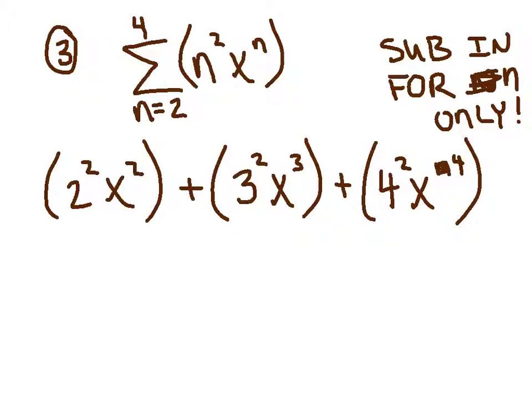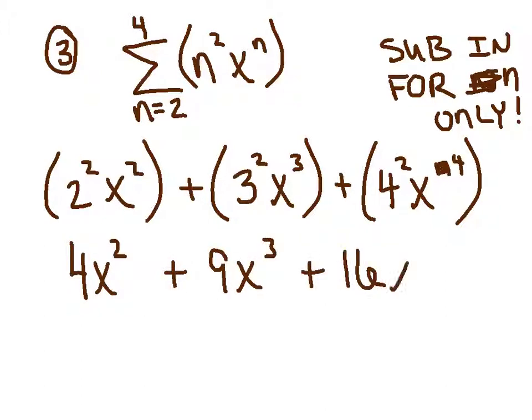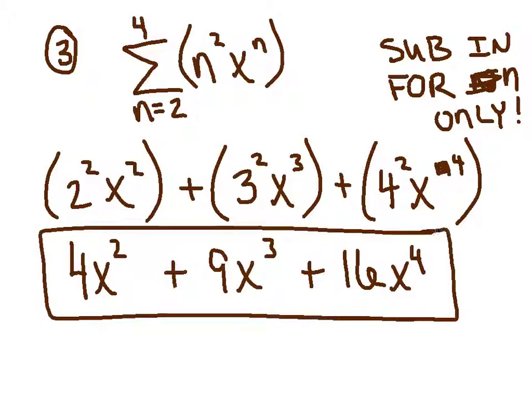Now, if we clean this up a little bit, we're going to get 4x squared plus 9x cubed plus 16x to the 4th. And believe it or not, that's my final answer this time because these are not like terms. I cannot combine these three terms at all. I just leave them as a trinomial, and that's my final answer to that summation problem.